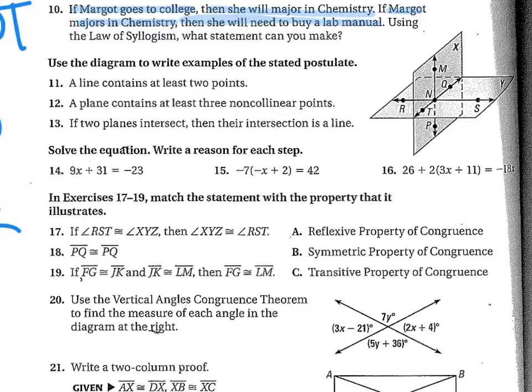Okay, 14, 15, 16. You're just solving an equation. So 14, you just want to solve for X, get him by himself. 15, remember to distribute first and then solve. And same way with 16, there's a little distributive property first. All right, and then solve for X. If you need a little guidance, let me know.